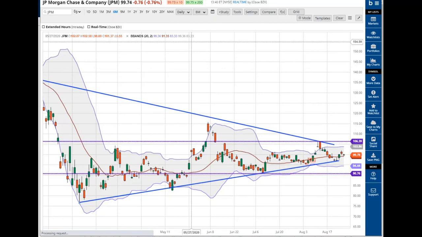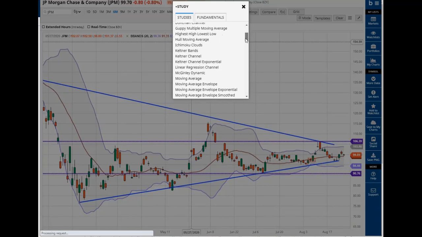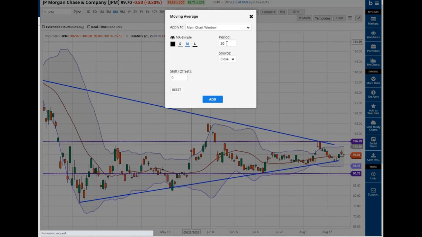That's right. I can add another study, and one of the studies I like for stocks is a moving average of 100 days, just a longer period of time.